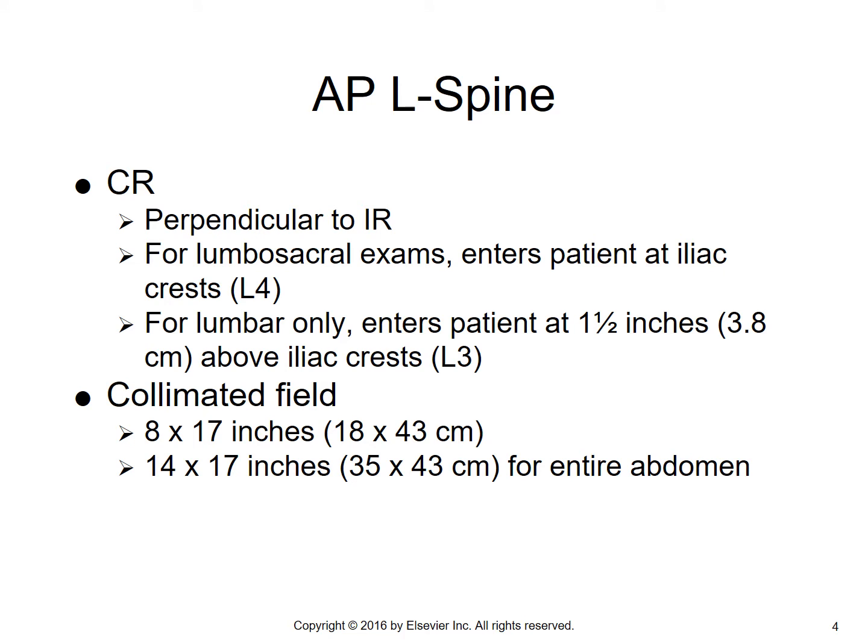Your central ray is going to be perpendicular to the IR. For lumbosacral exams, that's entering at the iliac crest, which is at L4. For lumbar only, you would enter a little bit higher, 1.5 inches above the iliac crest, which is at L3. So it would be generally whatever the institution that you're at. Are they doing the images just for the lumbar area, or is it for the lumbosacral area? Your collimated field is 8 by 17, or 14 by 17 inches if you're going to include the entire abdomen.